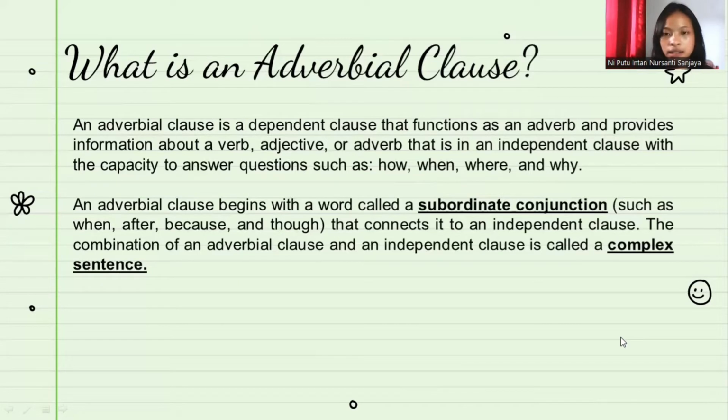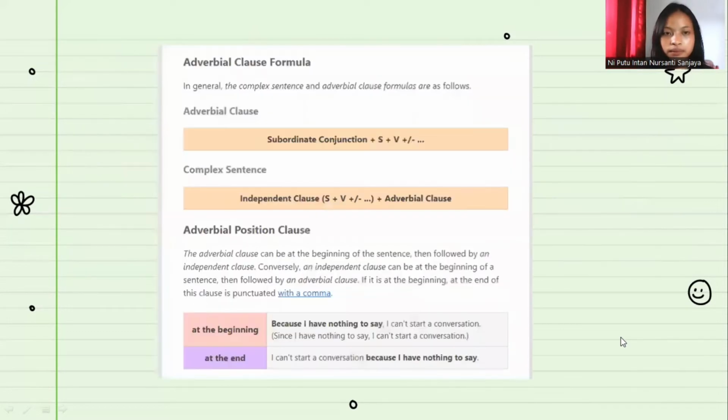Okay, the next. This is the adverbial clause formula. So you can look at my screen. In general, the complex sentence and adverbial clause formula are as follows. Adverbial clause, the formula is subordinating conjunction plus subject plus verb. And complex sentence is independent clause, subject plus verb plus adverbial clause.